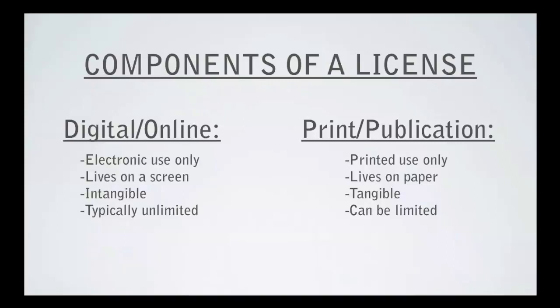For digital and online, that just means it's electronic use only. It lives on a screen and nowhere else. So it could be on the web, it could be on someone's computer. It doesn't matter, but it's on a screen. It's never printed on paper. It's intangible. It's only electronic format. It could even be a compressed image, so you avoid the risk of it being printed. And it's typically unlimited because you can't really control where it's going to go from there. I mean, it'll be on their website, and you can't say it can only be seen 1,000 times and then it has to go away, which is why it's typically unlimited.